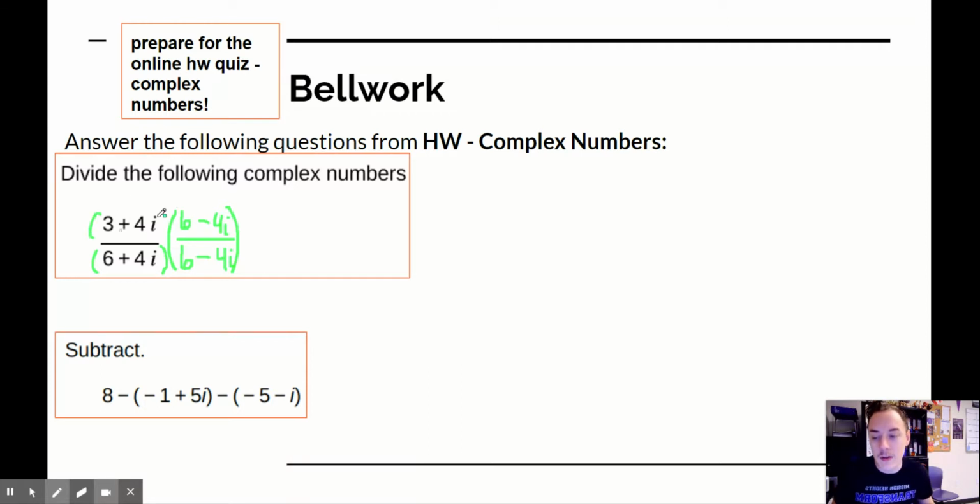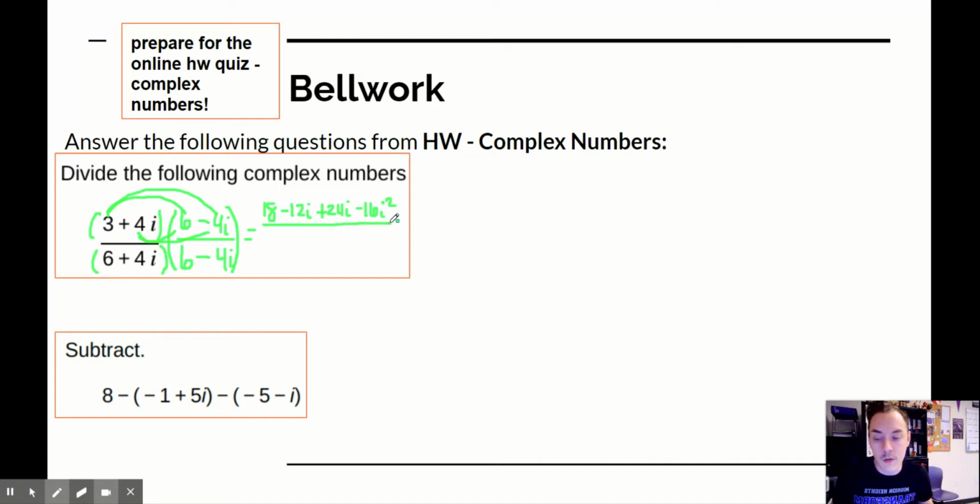So when I multiply this through, watch, this is now going to become 3 times 6 is 18. 3 times negative 4i is minus 12i. And then I'm going to take the inside. So 4 times 6 is plus 24i. And then 4i times negative 4i is going to be minus 16i squared.